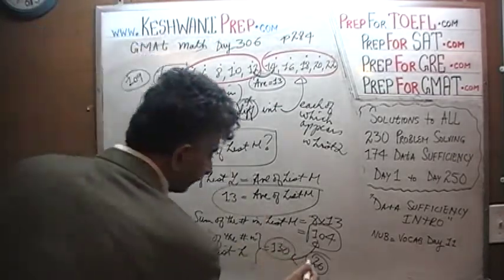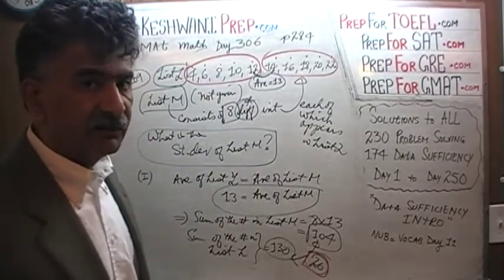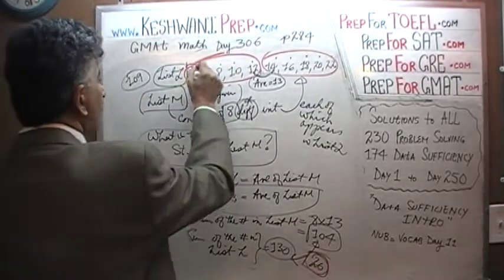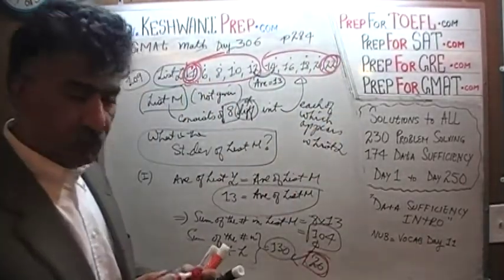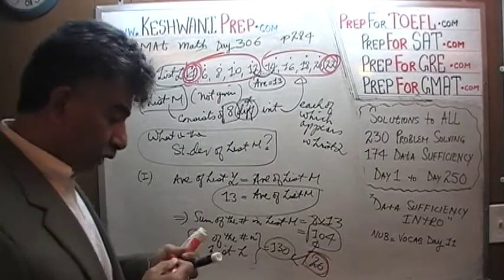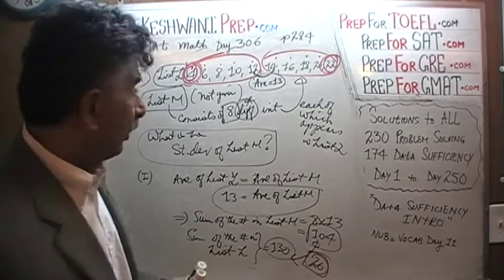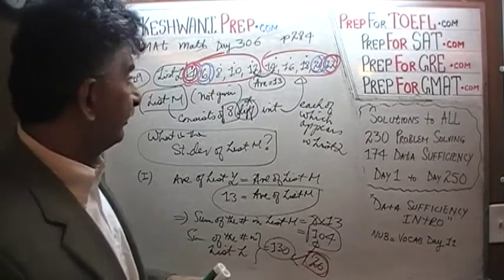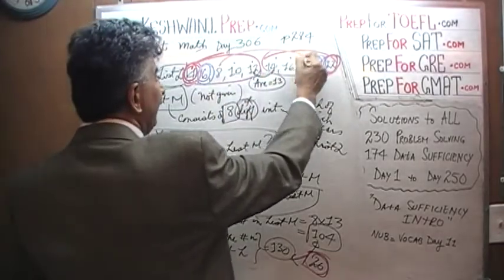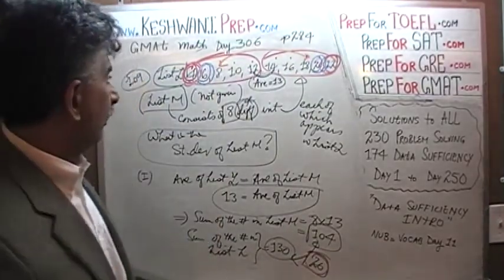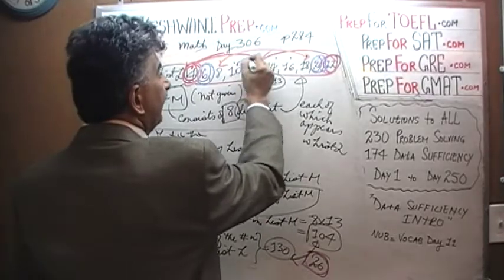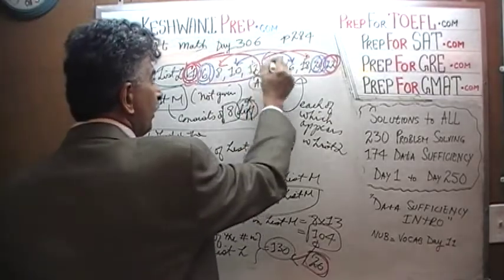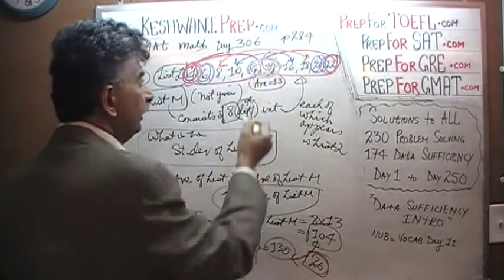Here's the first one. We need to get rid of two numbers such that their sum is 26. Here's the first pair. Maybe it is 4 and 22. 4 plus 22 is 26. Or maybe the two numbers are 6 and 20. 6 plus 20 is also 26. Or maybe 8 and 18. 8 plus 18 is also 26. Or 10 and 16, which also add up to 26. Or finally, maybe 12 and 14. If we get rid of 12 and 14, then this will do the job.